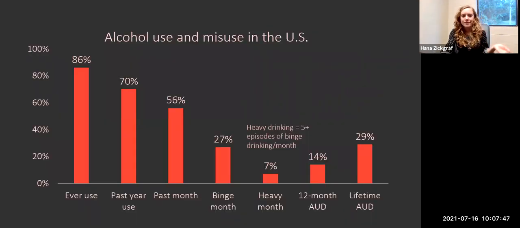So alcohol use, like I said, is super common. About 56% of people are regular users. About 27% of people, so almost a third of people, binge drink at least once a month. Binge drinking is technically defined as any episode of drinking that gets your blood alcohol content above 0.08. Almost 10% of people are heavy drinkers, which means that they have at least 5 episodes of binge drinking in a month. And the lifetime prevalence of alcohol use disorder is surprisingly high, at almost a third of Americans meeting criteria for alcohol use disorder at some time in their lives.